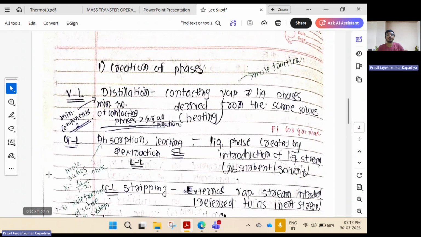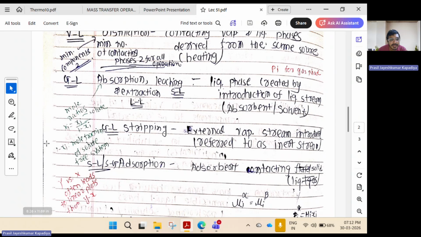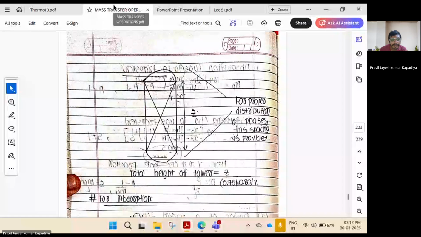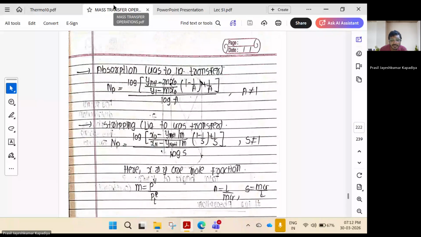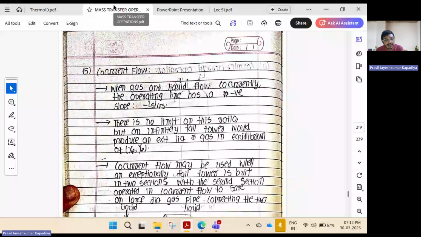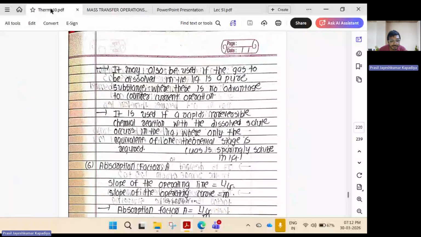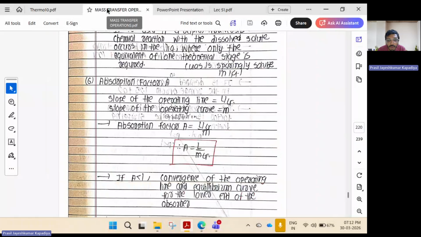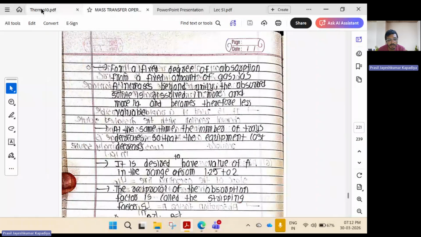In case of distillation, we express the concentration in terms of mole fractions. In case of absorption, we express the concentration in terms of mole ratios, which I have written here down. You can see it very well. It is expressed in terms of mole ratios because we need a straight line, and that straight line is generally obtained from mole ratios.